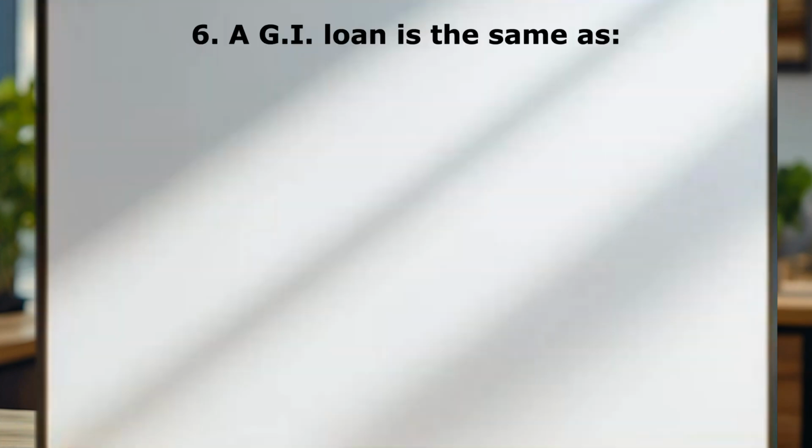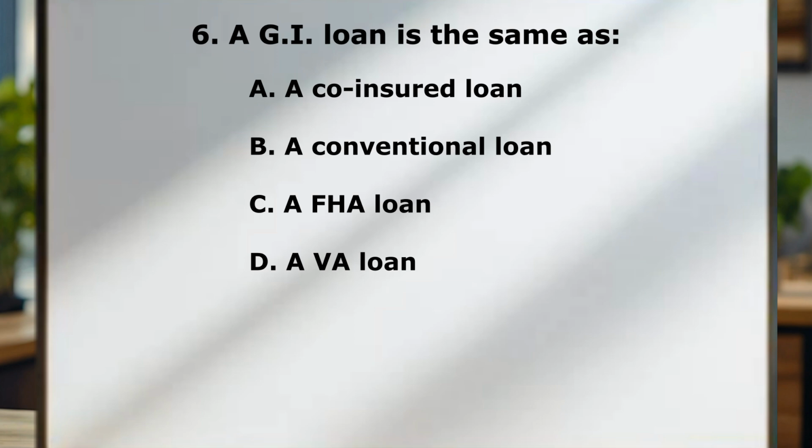Back to the questions. Question number 6. A GI loan is the same as A. A co-insured loan. B. A conventional loan.